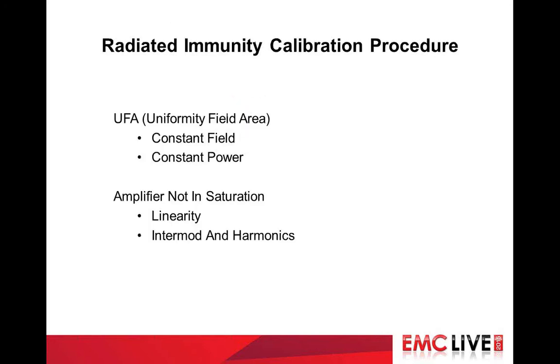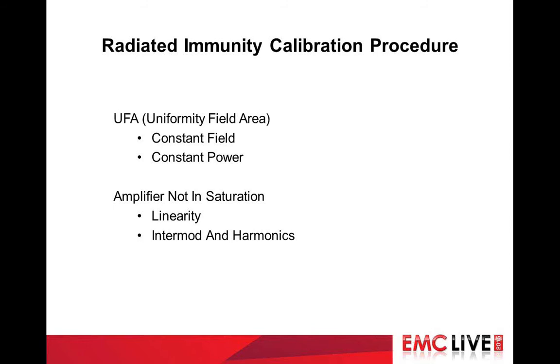The radiated immunity calibration is broken into 2 sections. The first part measures and records the forward power of the field strength required to generate the desired test field strength across the area occupied by the EUT. The goal is to generate a uniform field strength.